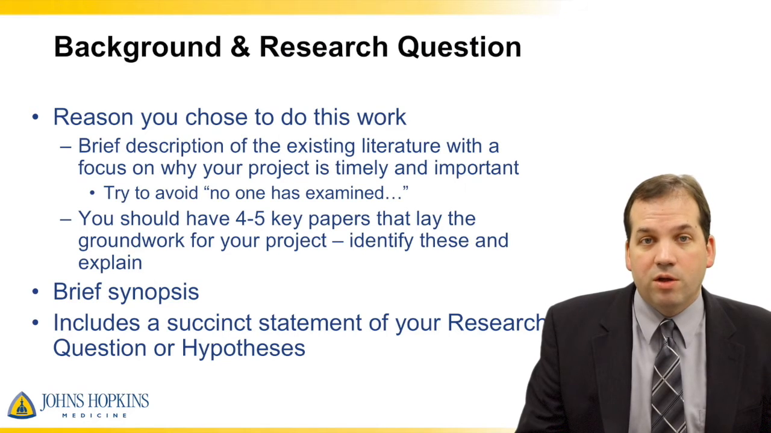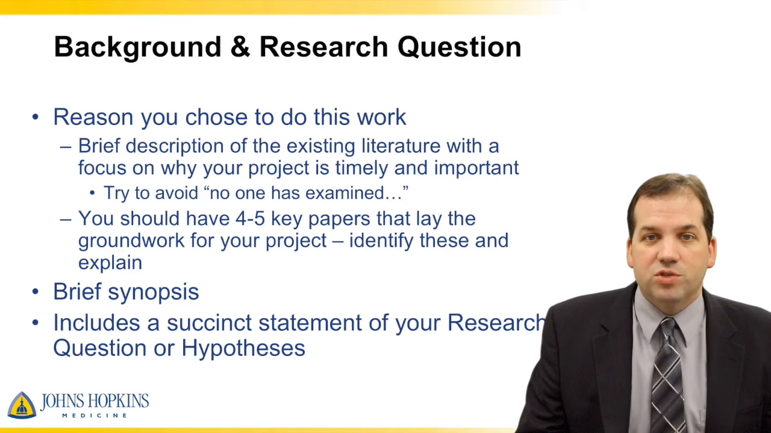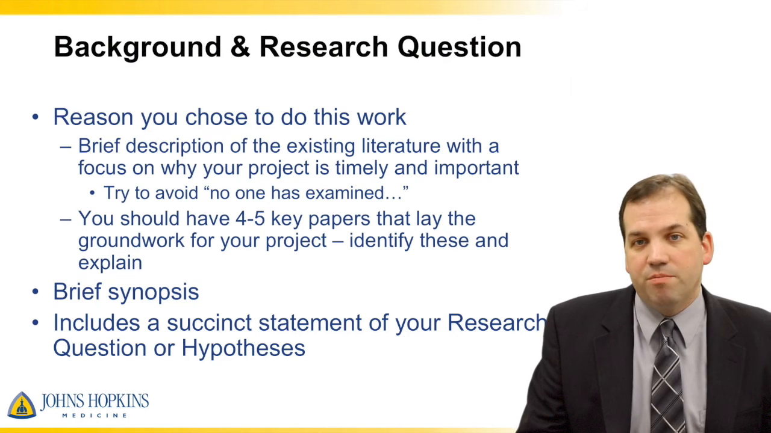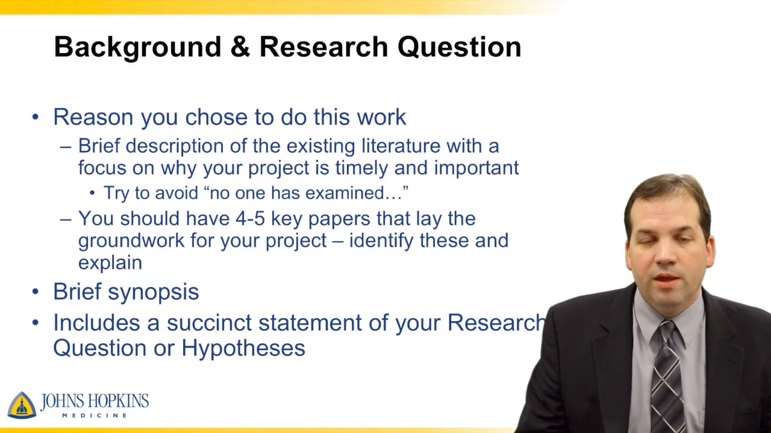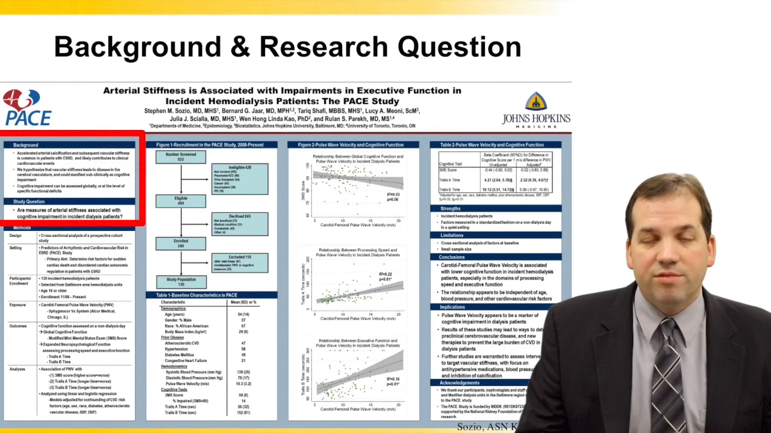Just like in my abstract talk, this area is the reason you chose to do this work. It should be a brief description of the existing literature with a focus on why your project is timely and important. Try to avoid statements such as no one has examined this topic. You might have 4 to 5 key papers that lay the groundwork for this project. Those 4 to 5 key papers can be referenced at the bottom right-hand corner of the poster. Again, it should be a brief synopsis, and it should also include a succinct statement of your research question or hypothesis. Coming back to my poster, here in the top left-hand corner is my background and study question.